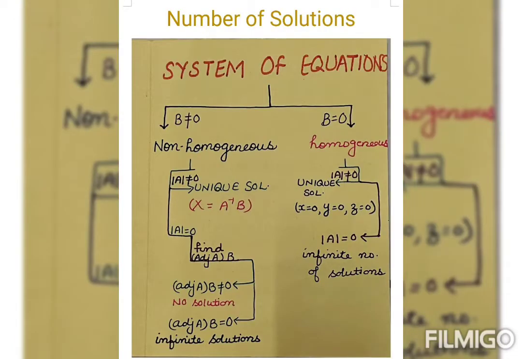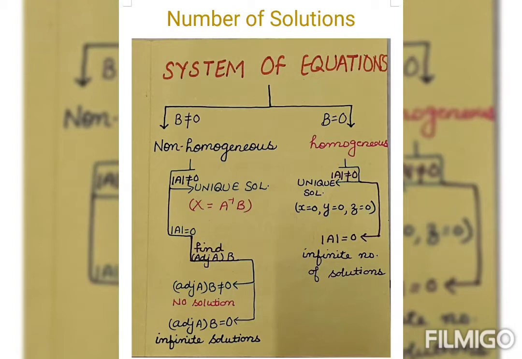Depending on the type of matrix B, we can differentiate the system into two types. If B is a null matrix, the system is said to be homogeneous. And if B is not a null matrix, the system is said to be non-homogeneous.